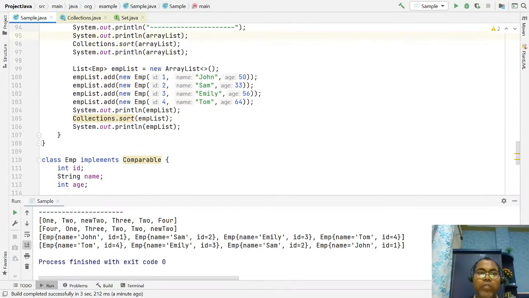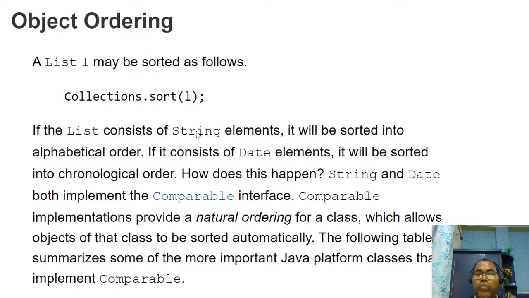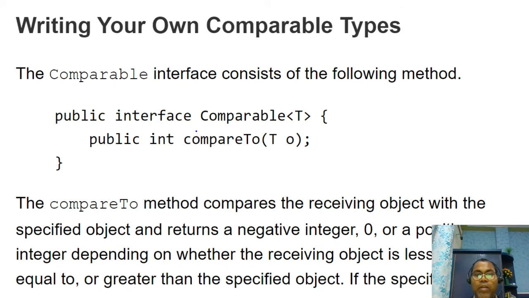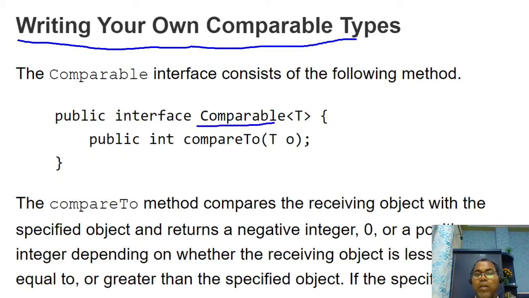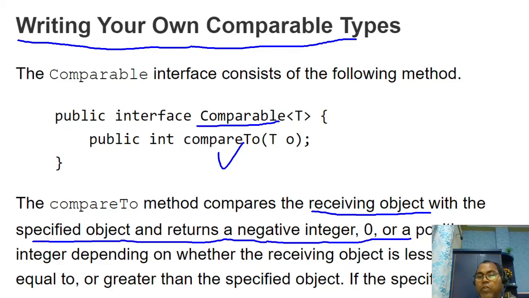If your list of employees can implement only one business logic, but you want to sort on multiple behaviors, how do you do it? The first way we have already done. If you are writing your own Comparable type, as in the case of our employee class, implement the Comparable interface and override the compareTo method. The compareTo method receives an object and returns a negative value, zero, or positive value for the case of equality.